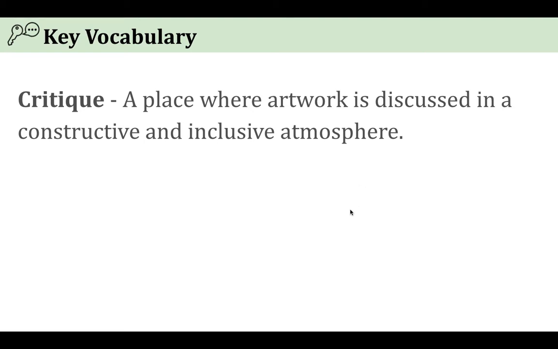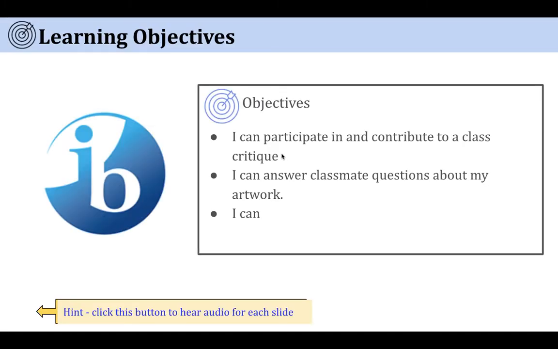Here's our key vocabulary, which is a critique because we are having one today, a place where our work is discussed in a constructed and inclusive atmosphere. And we'll talk a little bit about the parameters of a critique, although most of you have probably already been in one in an art class at Huron before. So here are our learning objectives.